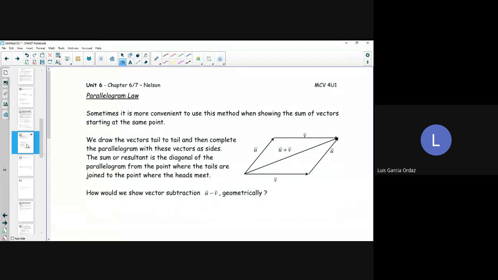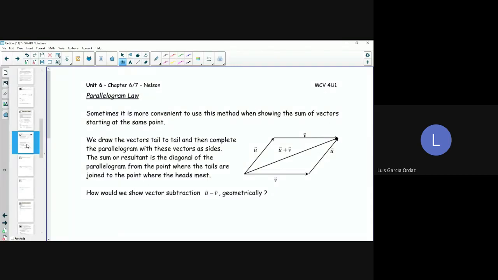So now we have the parallelogram law. Sometimes it is more convenient to use this method when showing the sums of vectors starting at the same point. We draw the vectors tail to tail and then complete the parallelogram with these vectors as sides. The sum, or resultant, is the diagonal of the parallelogram from the point where the tails are joined to the point where the heads meet.